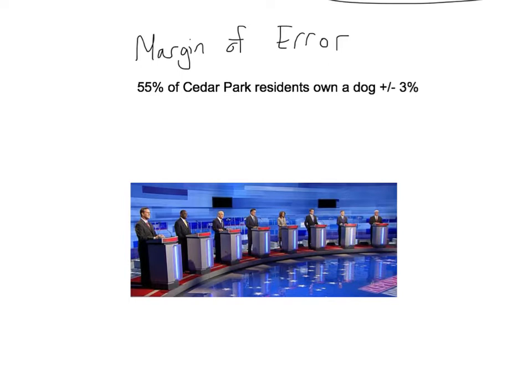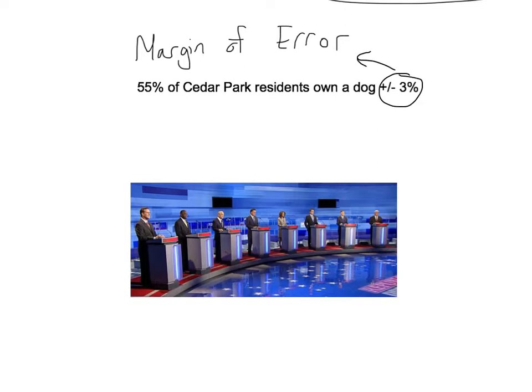Let's say there was a survey done, and the survey asked a handful of people in Cedar Park, do you have dogs? Yes or no? Okay, and we'll say that 55% of the Cedar Park residents said, yeah, they own a dog, but then they have this little plus or minus 3%. Plus or minus 3%, that is our margin of error.